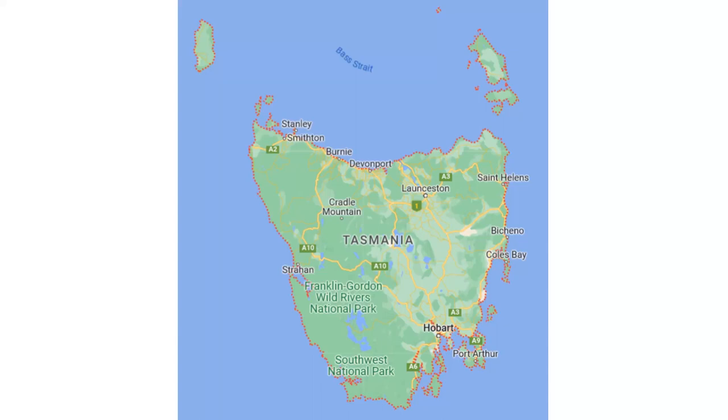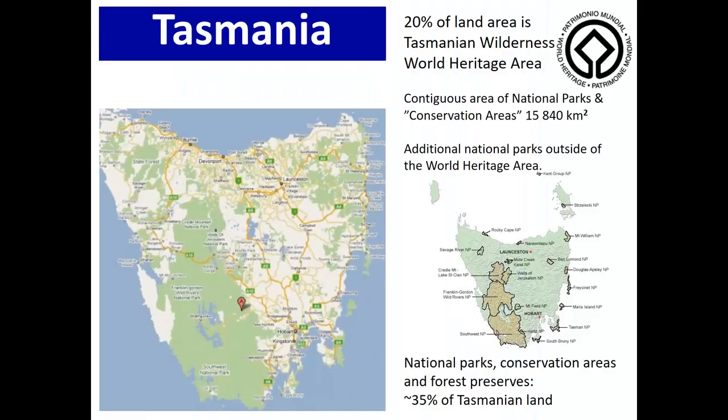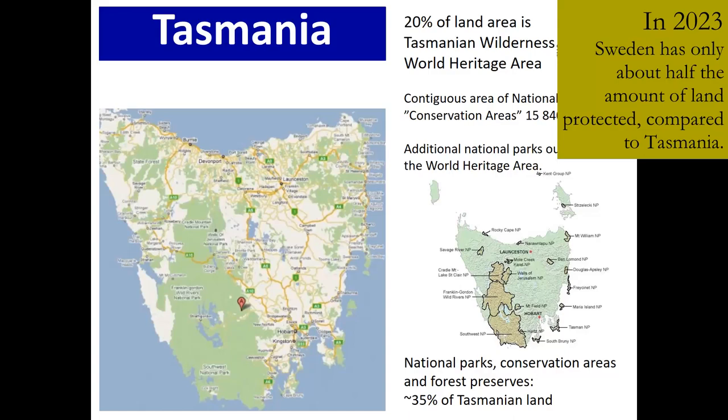So we get a sense of a very large amount of the area on Tasmania which is protected as a national park. So if we take all the national parks and other conservation areas and forest preserves, about 35% of all the land on Tasmania has some sort of conservation or preservation. This is an extremely high number. It's approximately half that number in Sweden. And there are not very many places in the world which come up to a number which is that high.